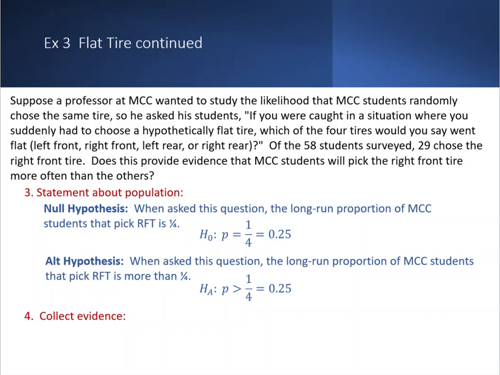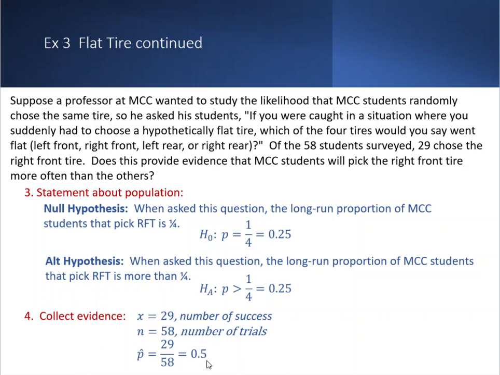After we've come up with our statement about the population, that's when we go and collect our evidence. So we see here that this professor collected evidence from a survey and found that 29 out of the 58 students said that they would pick right front tire. So that's a 50% result. 50% of the students that were surveyed picked right front tire. This is why he's thinking maybe you're going to pick right front tire more often, because he had a result where 50% of his class picked right front tire.